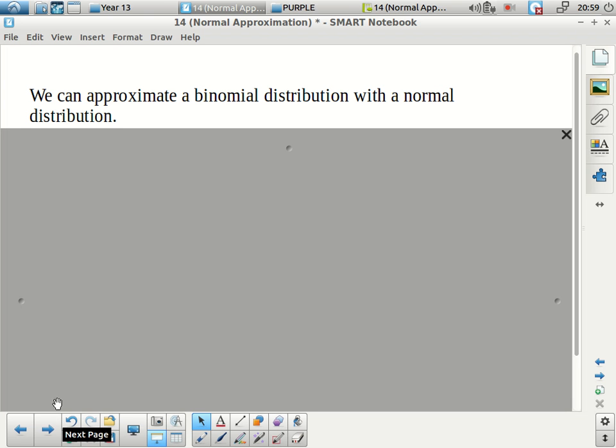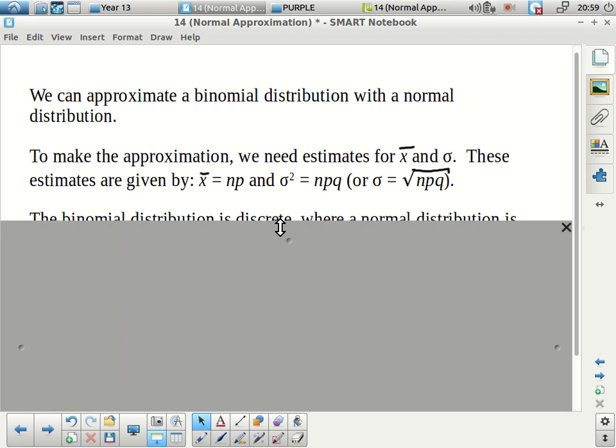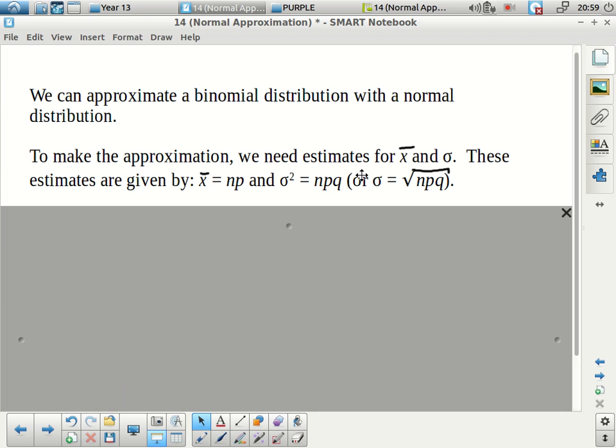So to make this approximation work, we're going to need to convert some of the properties of binomial over to what I need for normal. The two main things are, for a normal distribution, I need to know my mean and my standard deviation. So the first part here is just explaining how that would work. For this approximation, we're going to estimate what our mean and standard deviation should be.